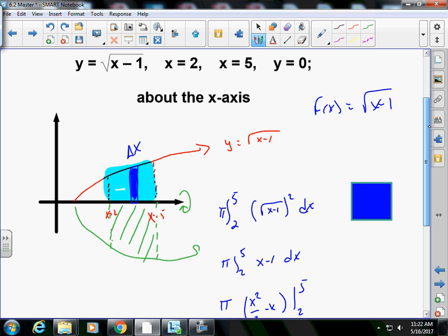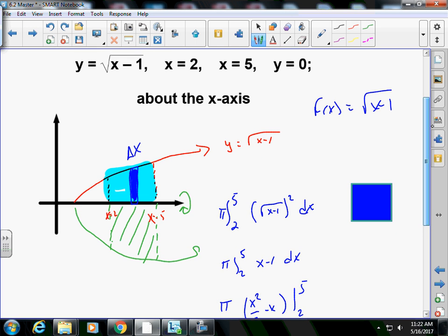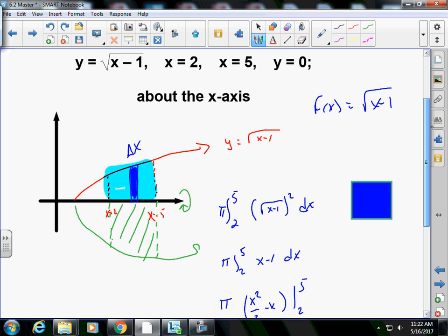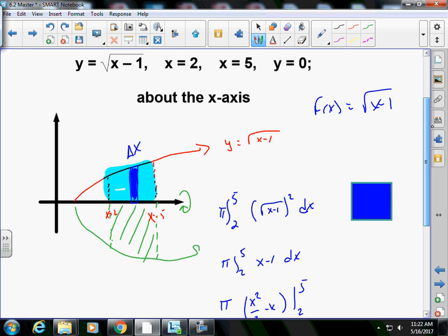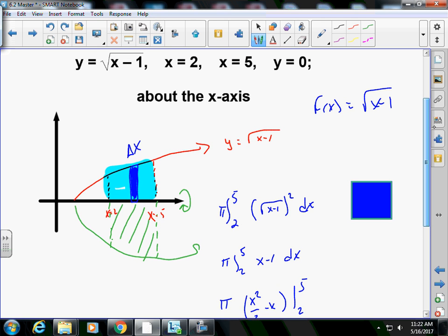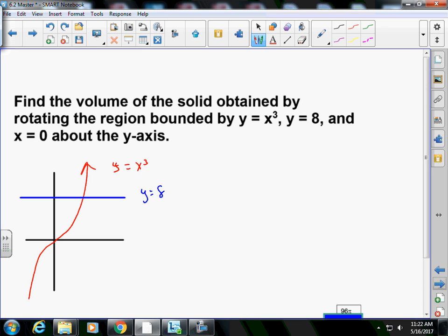We were just rotating around the x-axis. We didn't have to change our limits of integration. We were told it's going from 2 to 5. Our strips gave us a delta x, so everything worked out fine. So now in this one, it says find the volume of the solid obtained by rotating the region bounded by y equals x cubed, that's the function in red, and y equals 8, which is the function in blue, and x equals 0. So we're looking at just this area here.